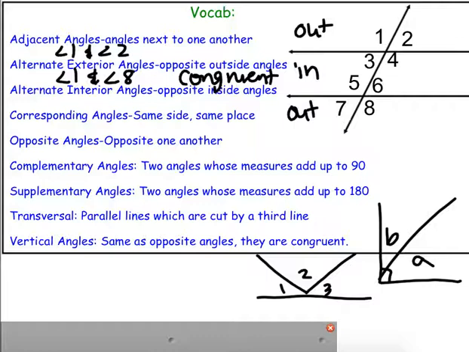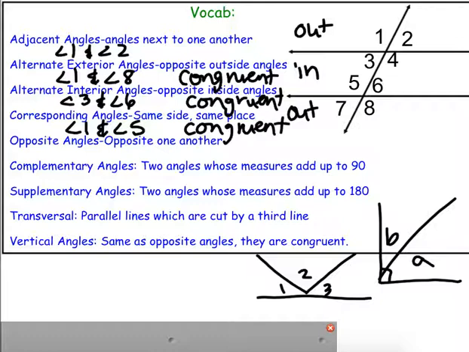Alternate interior angles, similar idea, but inside, opposite of the transversal. So we have angles like angle 3 and angle 6. Or another pair we have is angle 4 and angle 5. These are also congruent to each other. Corresponding angles, same side, same place. We're thinking about where they are in relationship to the parallel lines and the transversal. So my example is angle 1 and angle 5. Other examples are 2 and 6, 3 and 7, 4 and 8. Okay? And when we look at them, they are actually also congruent.